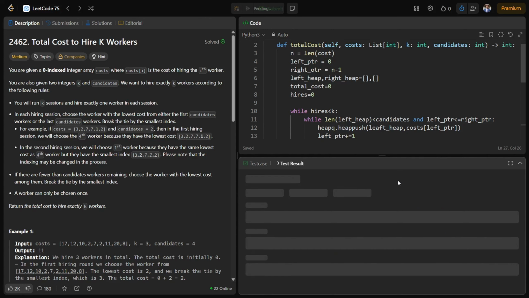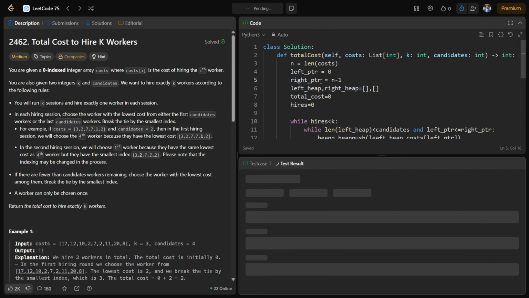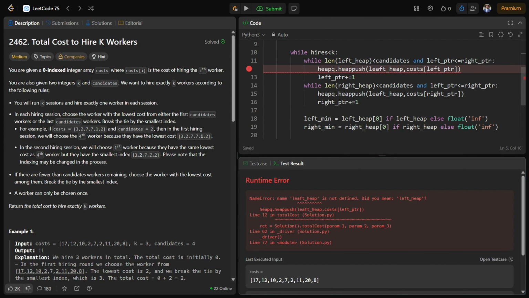Let's try submitting for the sample test cases. Okay, spelling mistake is here. Let's try again. Okay, the spelling of the PTR is wrong here. Now let's try again. Let me check. Okay, what's the mistake here? Saying left heap. Again, it's a spelling mistake. Here also it should be right heap, and let's try submitting again now.